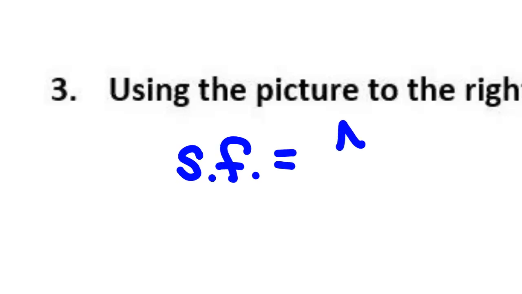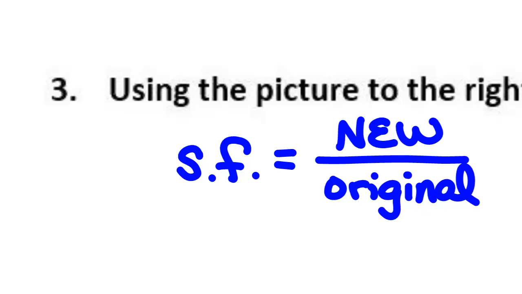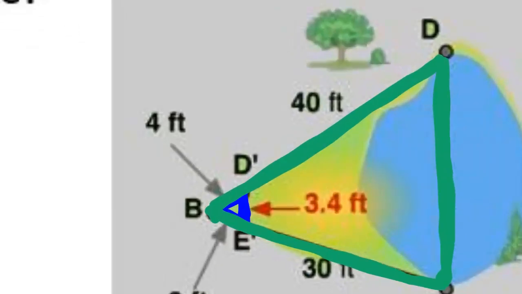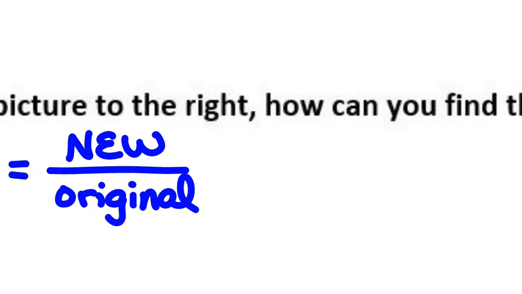I know that scale factor is new over original. Are you guys okay if we call the tiny triangle our original one, since we know all three sides of that? Technically, they didn't tell me, so I get to choose, but I'm just trying to make it easier on myself. I'm putting the things that I know down in the denominator. So from B to D prime, this bit right here, I know that that's 4 feet. So I would put that on the bottom.